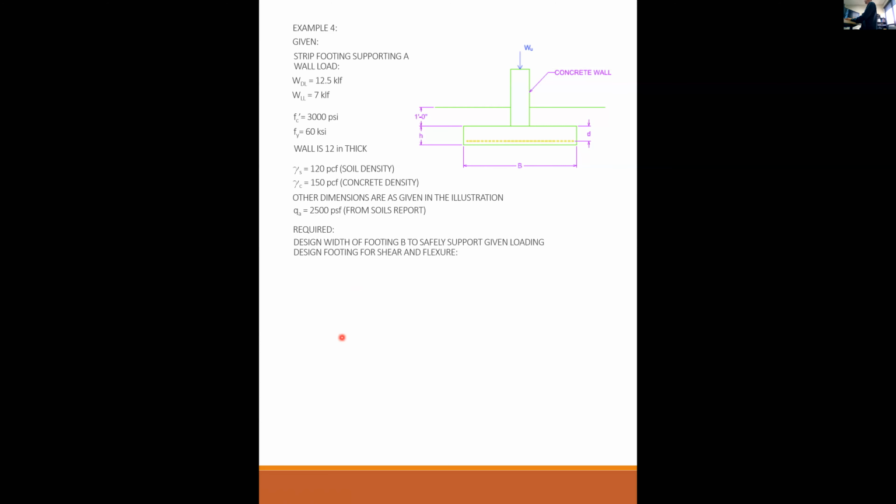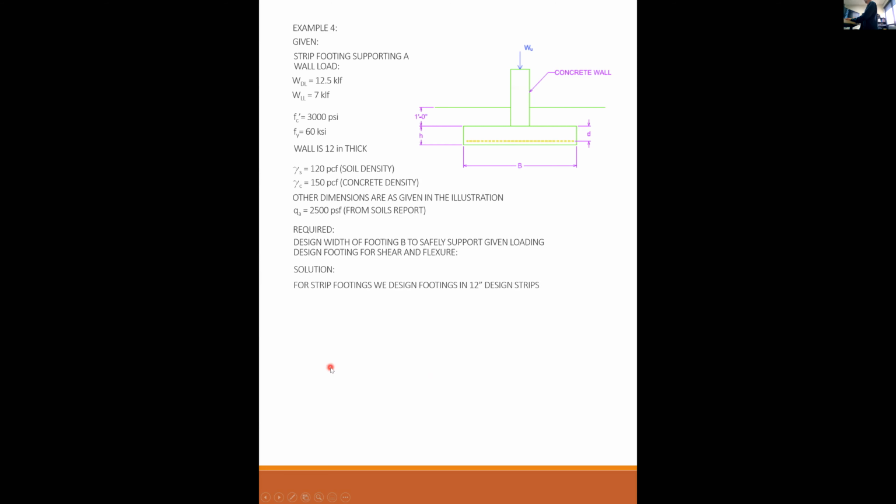Required: design the width of the footing B, so come up with B to safely support the given loading, and then go to the next step. Design this footing for shear and flexure. We don't know what H is yet. We don't know what B is yet. So it's going to be a bit of an iterative process to get to an acceptable design.